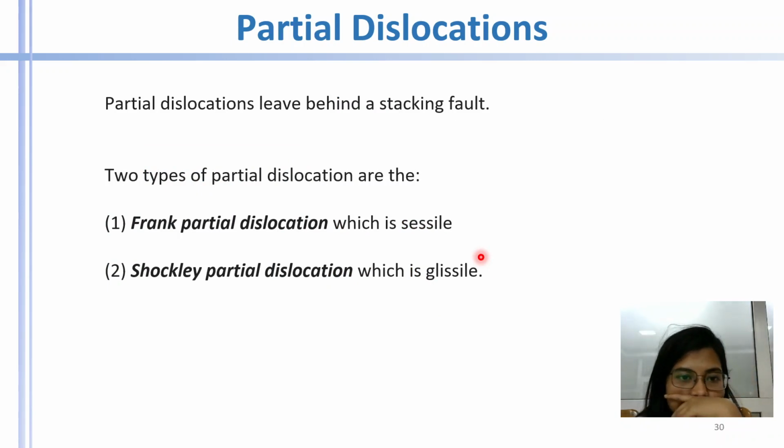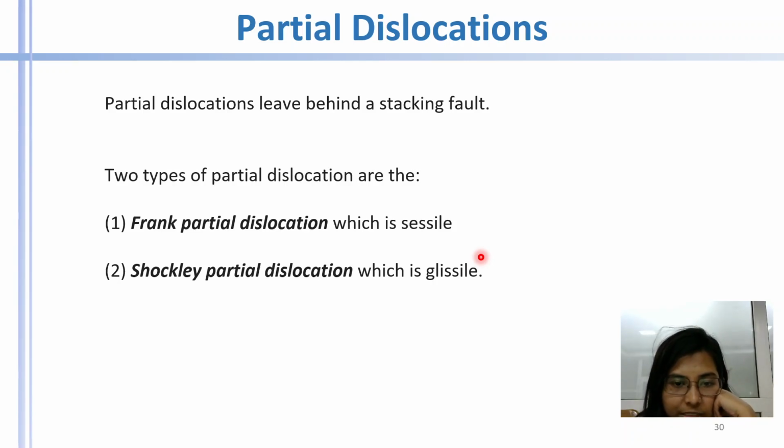Okay, so now we will come to something which is known as the partial dislocation. When there are partial dislocations, they leave behind a stacking fault. There are two types of partial dislocations: one is the Frank partial dislocation and another is the Shockley partials. We have seen before that partial dislocations can be of two types, one mobile and another immobile.